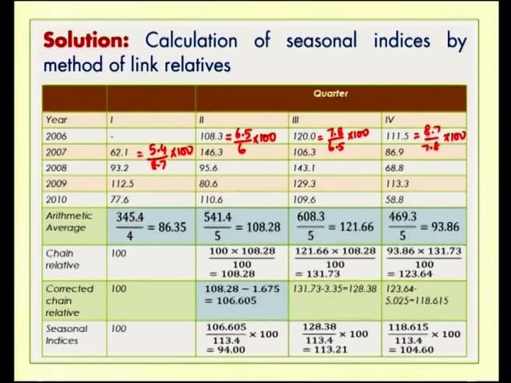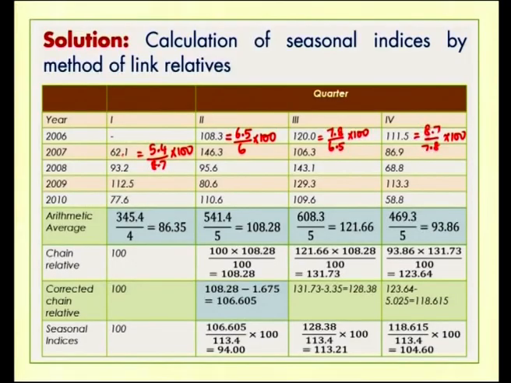345.4. Whatever be the total you are adding, when you want to take the average, it is the total of the values divided by the total number of the values. Since you are adding 4 values and the total comes to 345.4, it has to be divided by 4, which is equal to 86.35.